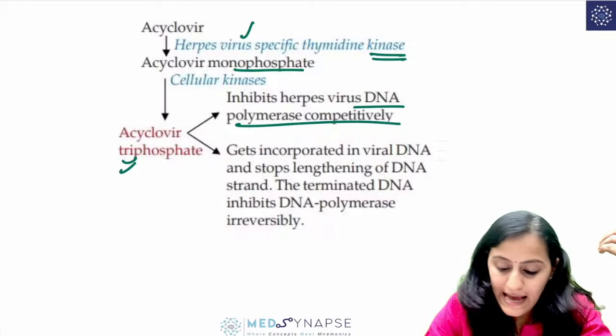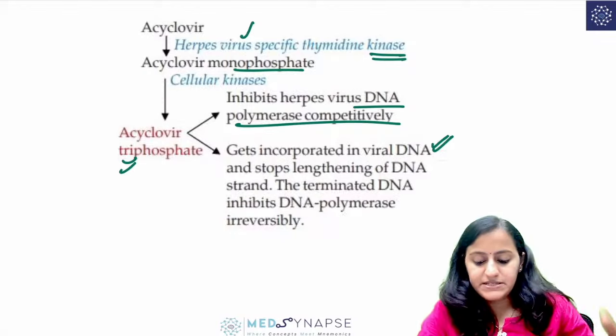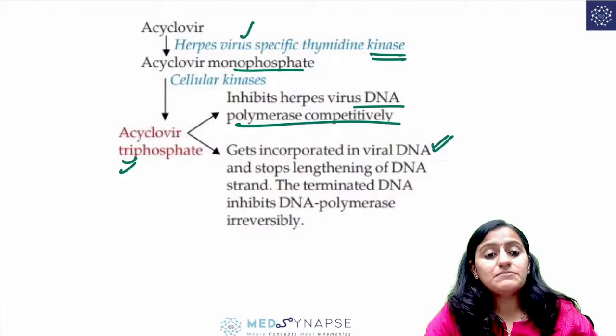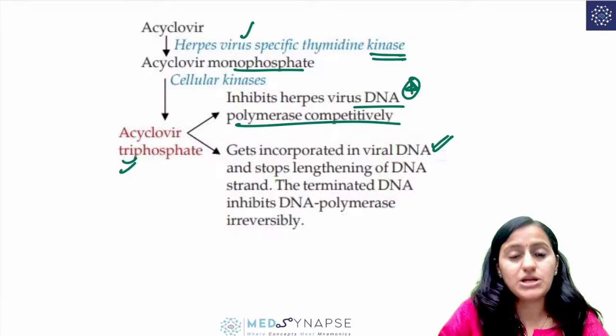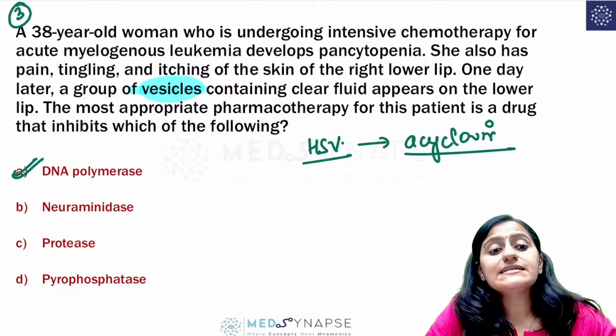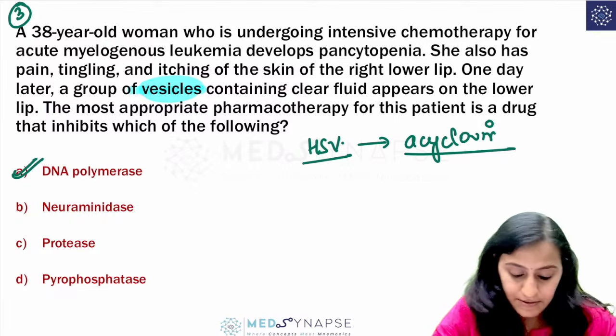Okay, and it leads to the termination in the DNA replication. Okay, it stops the lengthening of the DNA strand and it inhibits DNA polymerase. So remember the answer here, acyclovir basically inhibits DNA polymerase. That is what is going to be the answer here.